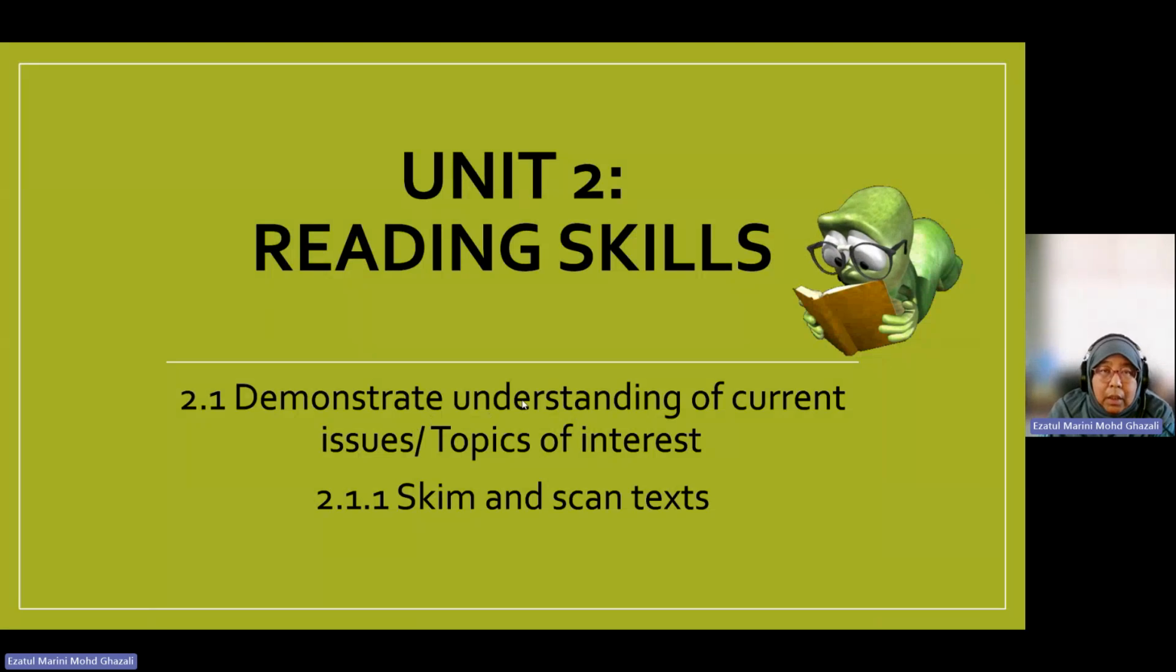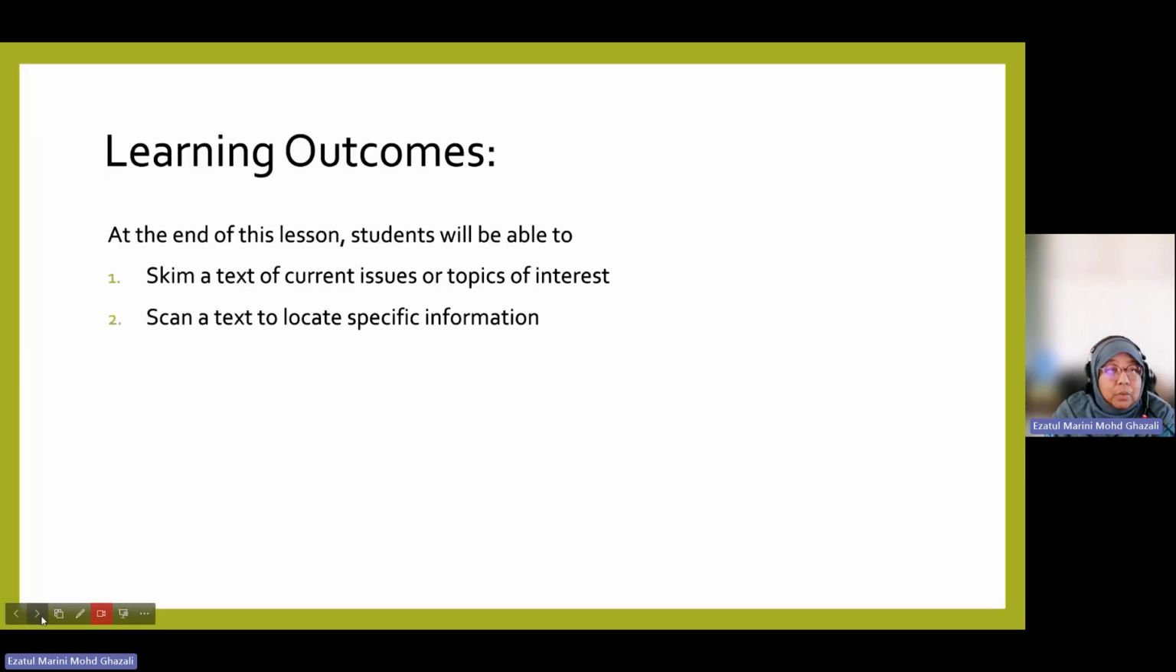All right, so this is Unit 2, Reading Skills. The SO, or specific objective, of this unit is to demonstrate understanding of current issues and topics of interest, and also 2.1.1, that is to skim and scan text, right? So the learning outcomes: at the end of this lesson, students should be able to skim a text of current issues or topics of interest and to scan a text to locate specific information.